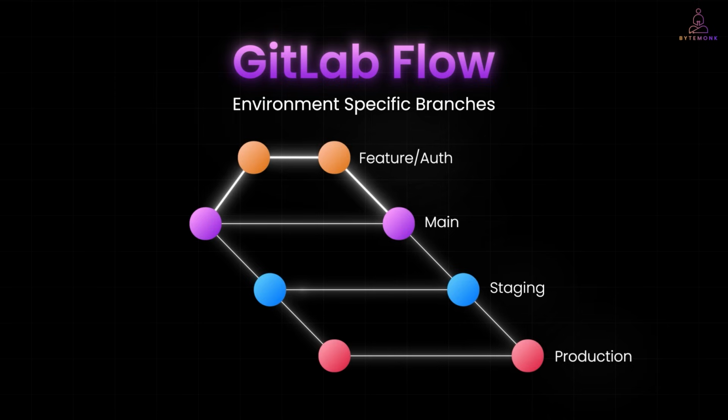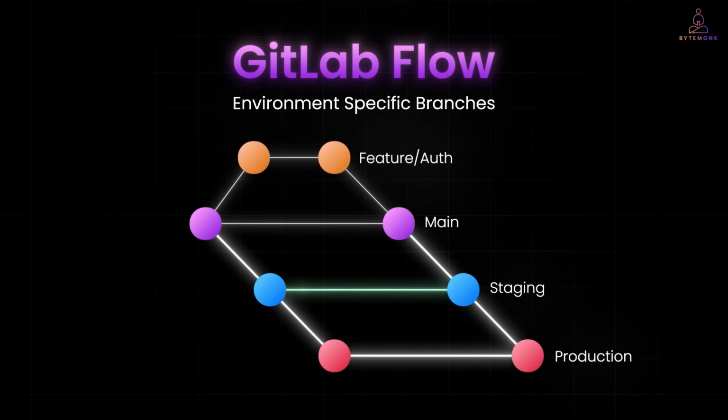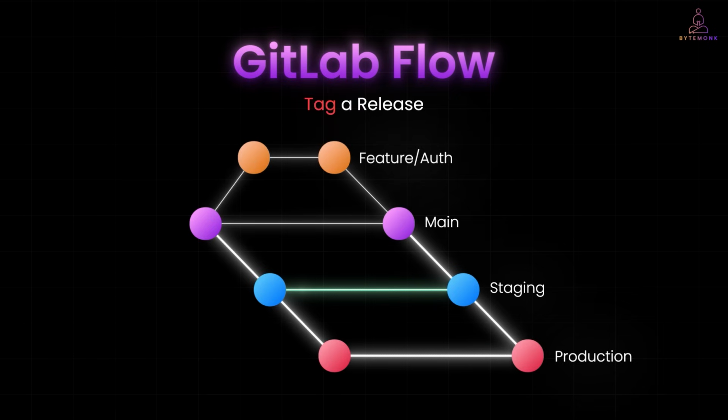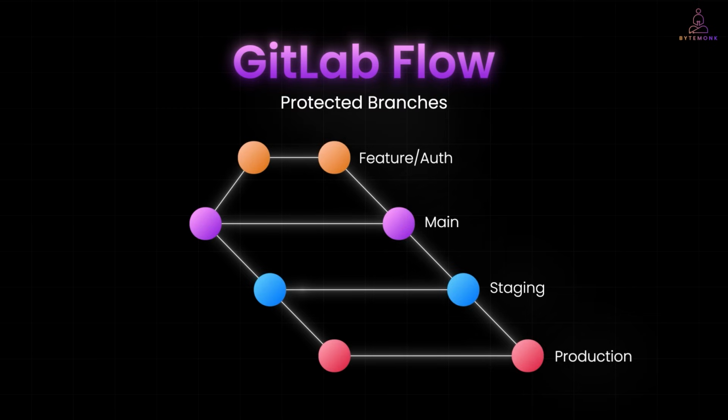After merging features into main, you could deploy to a staging environment by merging main into staging. Once tested, you merge main into production, or you tag a release and deploy the tag to production. Alternatively, some implementations use protected branches for environments, or use tags for releases. The key point: GitLab Flow connects commits to deployments in specific environments.